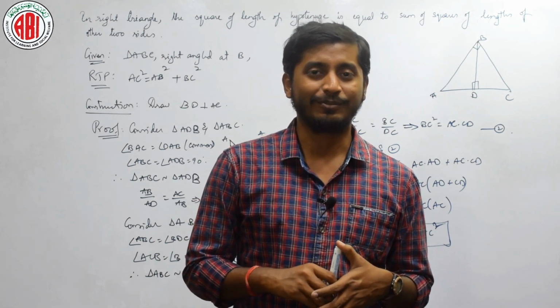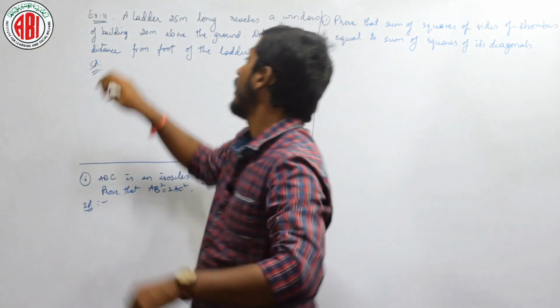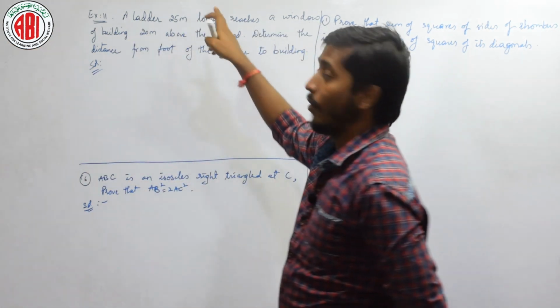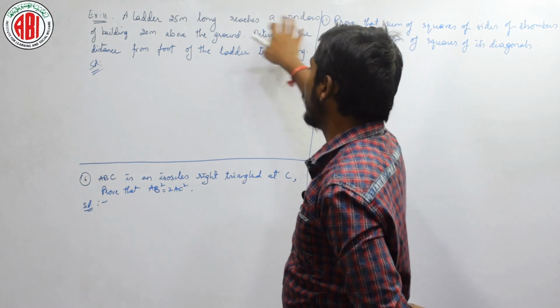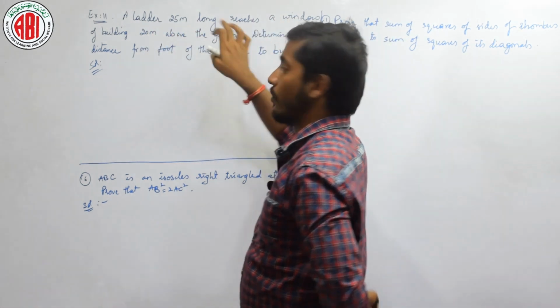Okay. Let us do. Now see here, the question given here is, a ladder 25-meter long reaches a window of a building 20 meter above the ground, right.